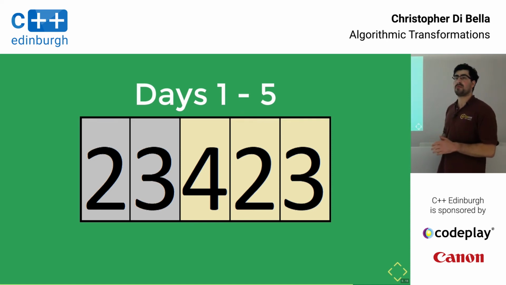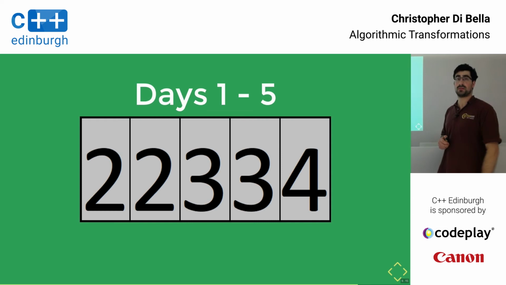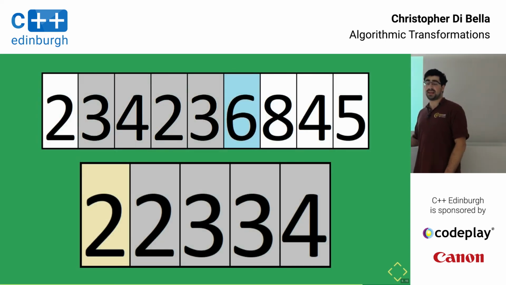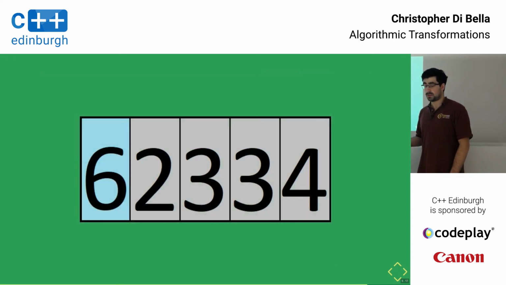Can we find the median from this given data at the moment? No, why not? It needs to be sorted. So how about this? Now we can find the median's 3. That's fine. So now what we want to do is move to the next day, and the next day means we add a 6. All of a sudden it's no longer sorted.